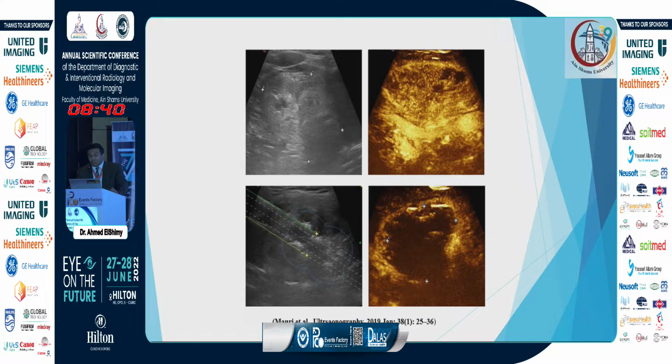And this image shows contrast perfusion within the center and within the periphery of the nodule before ablation. And after the ablation, we can see that the enhancement is just at the periphery with complete absence of enhancement at the center of the nodule, indicating adequate ablation.